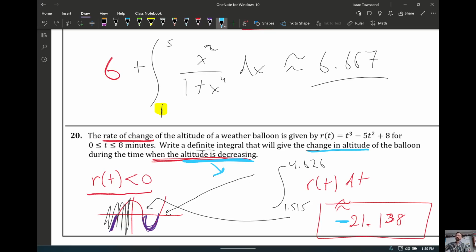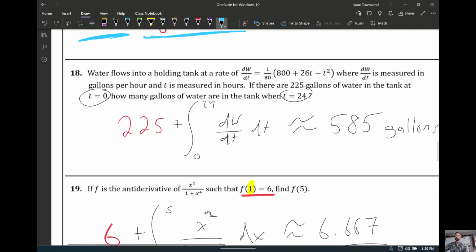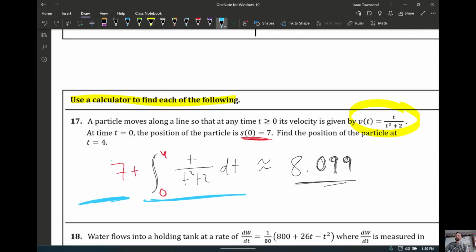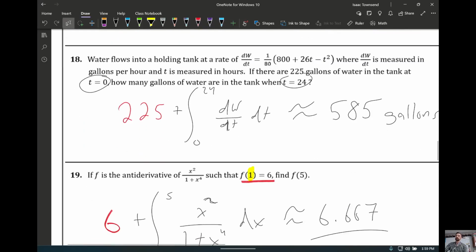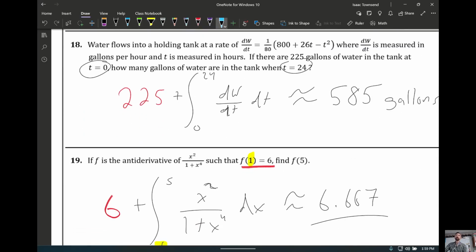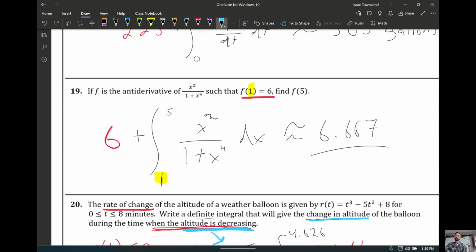So that one's a little bit more involved, but the other ones are pretty straightforward. Initial value plus integration keeps up with the change. Starting value plus integration keeps up with how it changes. Just formulate it that way in your head, please.